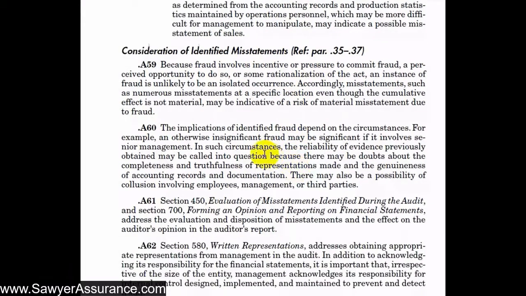And as we mentioned above, an insignificant fraud, an immaterial misstatement, might still be significant to us if it involves senior management, because then that might look poorly upon senior management's integrity and give us reason to believe that maybe there are misstatements due to fraud elsewhere in the financial statements also. It also leads us to question whether the information or evidence that was given to us is complete and truthful, and also maybe whether there is collusion between employees, management, or third parties. So if we find a fraud occurring, no matter how small or insignificant, we need to assess whether it involves senior management. If it does, we really need to question the entire audit.